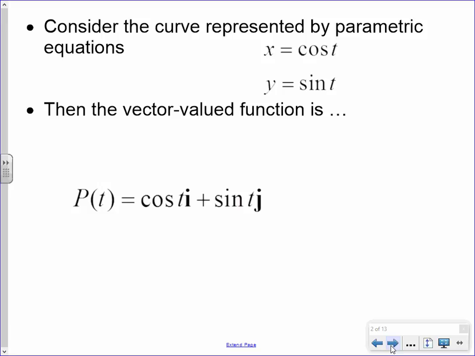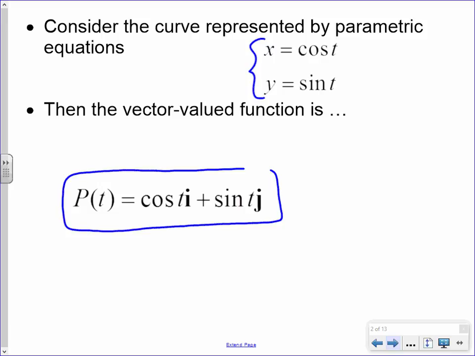So first of all, if this was my set of parametric functions, the vector valued function would be this.